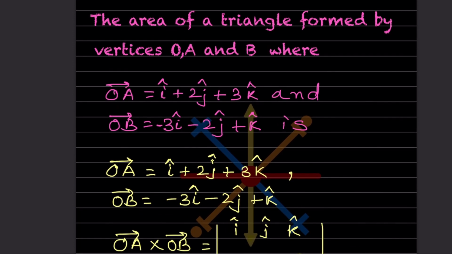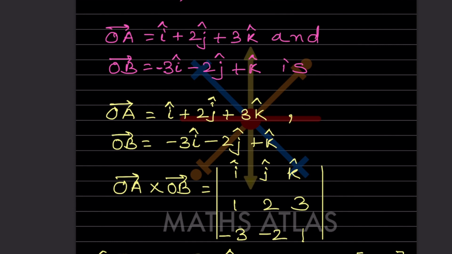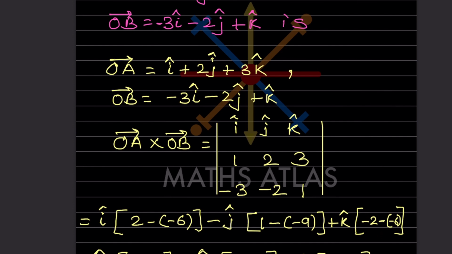Now it's given, the area of a triangle formed by vertices O, A and B, where OA is i plus 2j plus 3k and OB is minus 3i minus 2j plus k. So let us write OA, and the same way we will write OB. Now we will take OA cross OB, so we are going to multiply these.